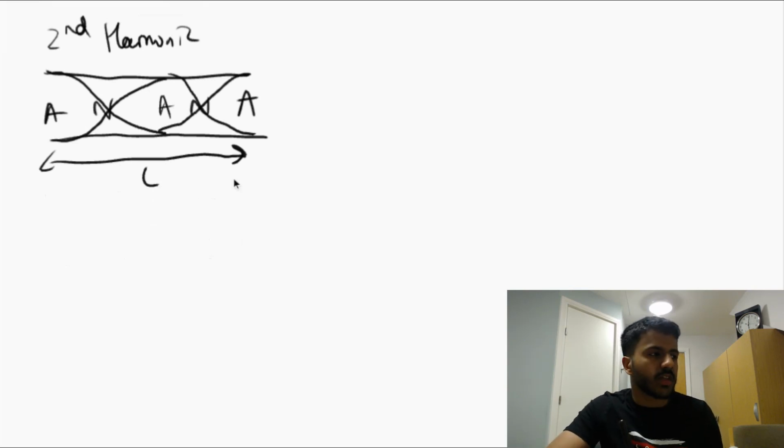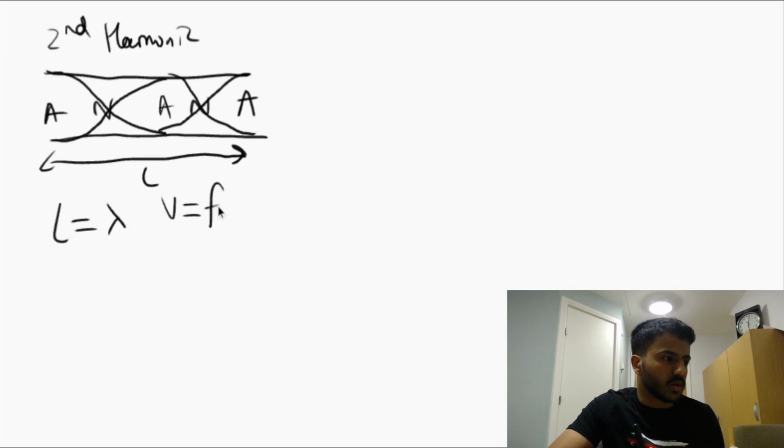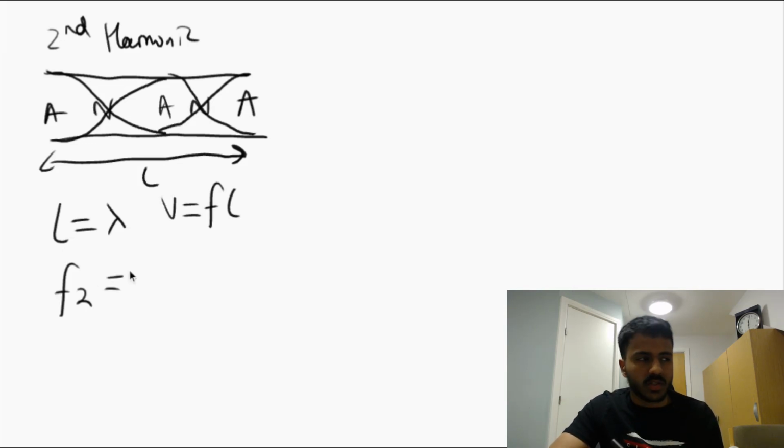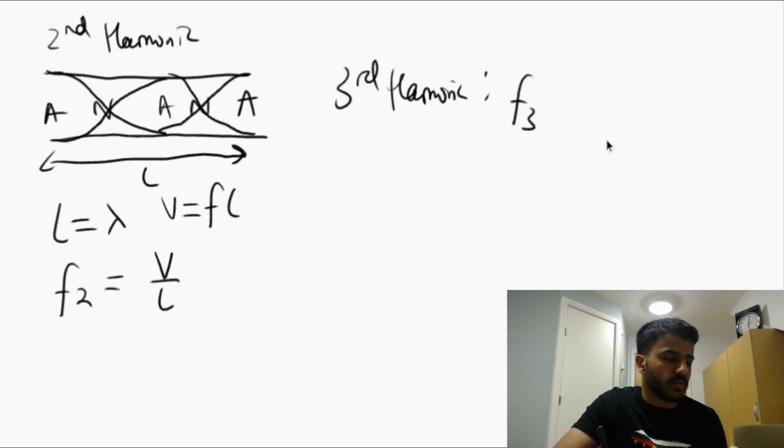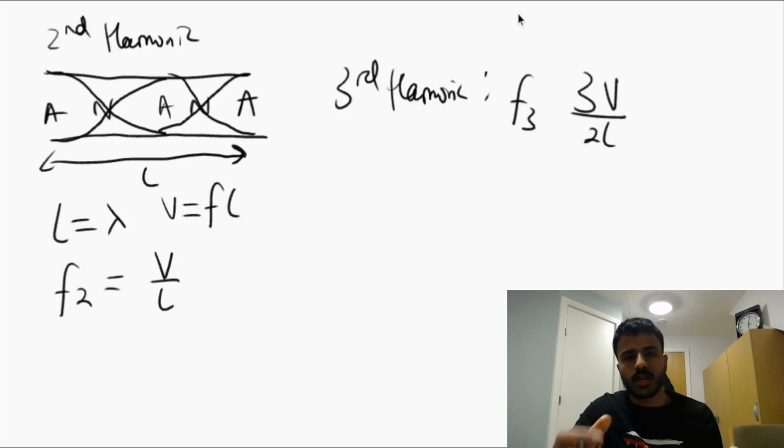And if we do the same thing, here we can see that in this case, L is now equal to a whole wavelength. So if we again use V equals F lambda, our second harmonic frequency is going to be equal to V over L. And you can now try this for the third harmonic. And you should get the third harmonic frequency being 3V over 2L. Try this method and see for yourself.